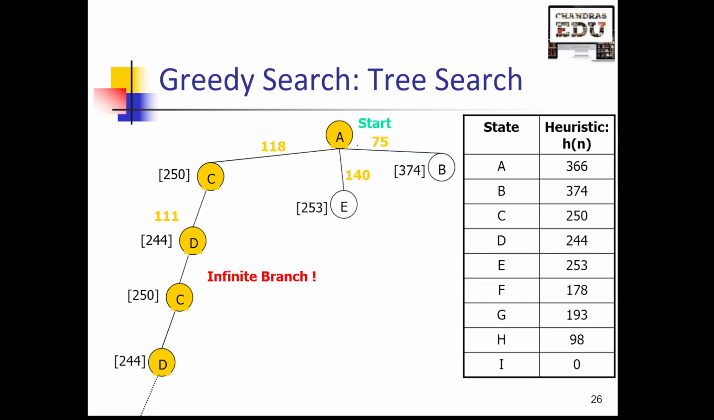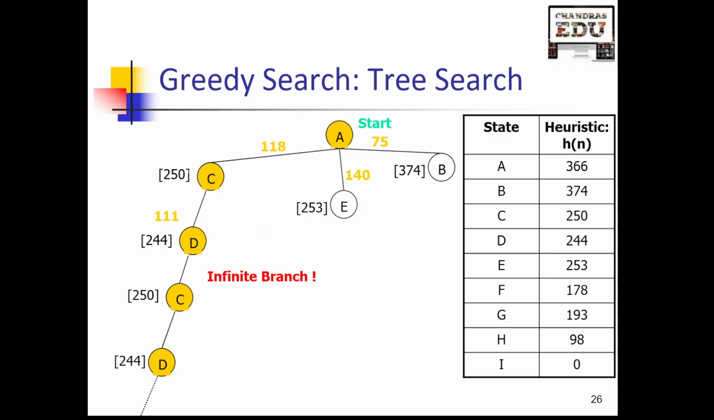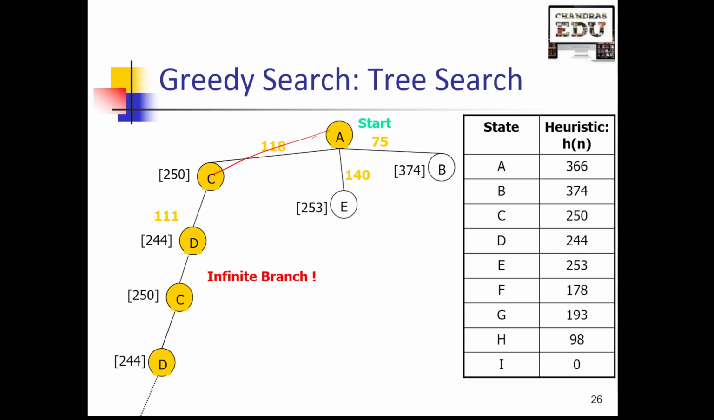So as we know, first there are three paths, that is C, E and B. So here the straight line distance of C is 250, E is 253 and B is 374. Among these three, C is lesser, so it will choose the path C. And from C it can go to either D or it can even go back to A. So from C it can take path to D and A.